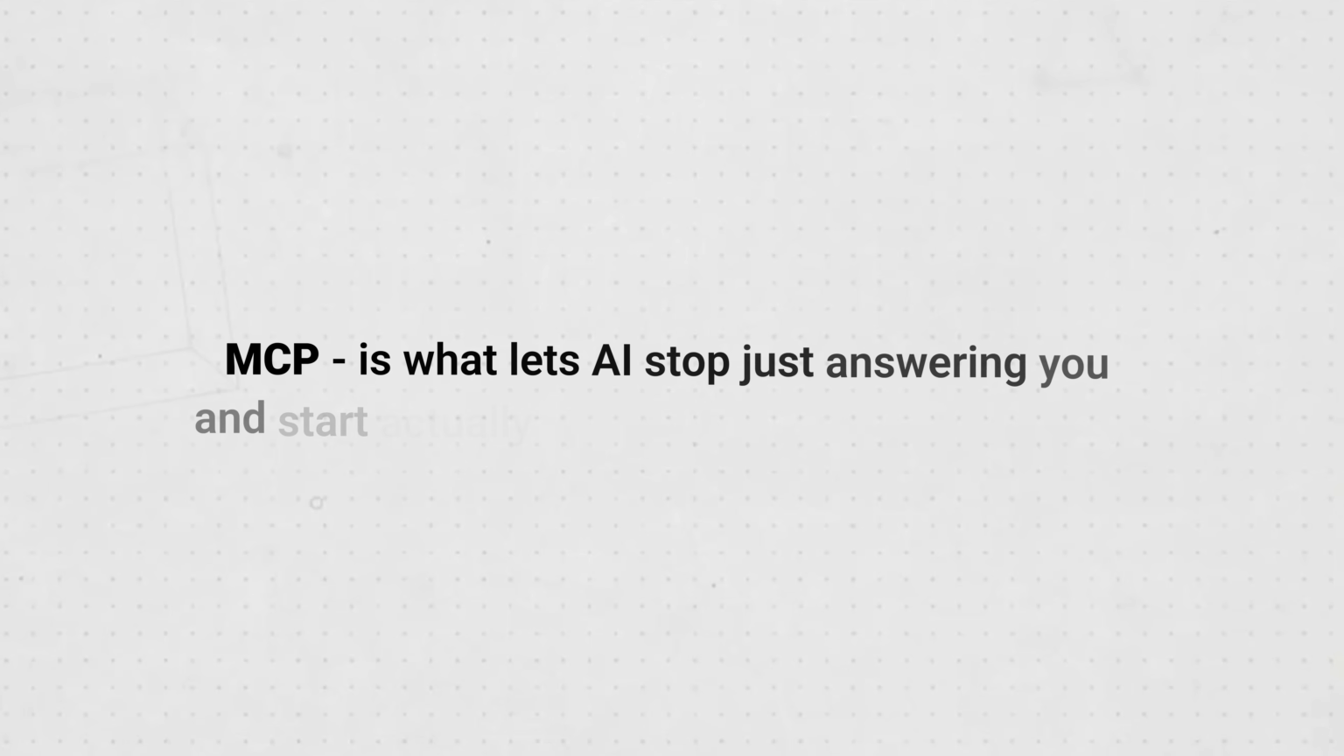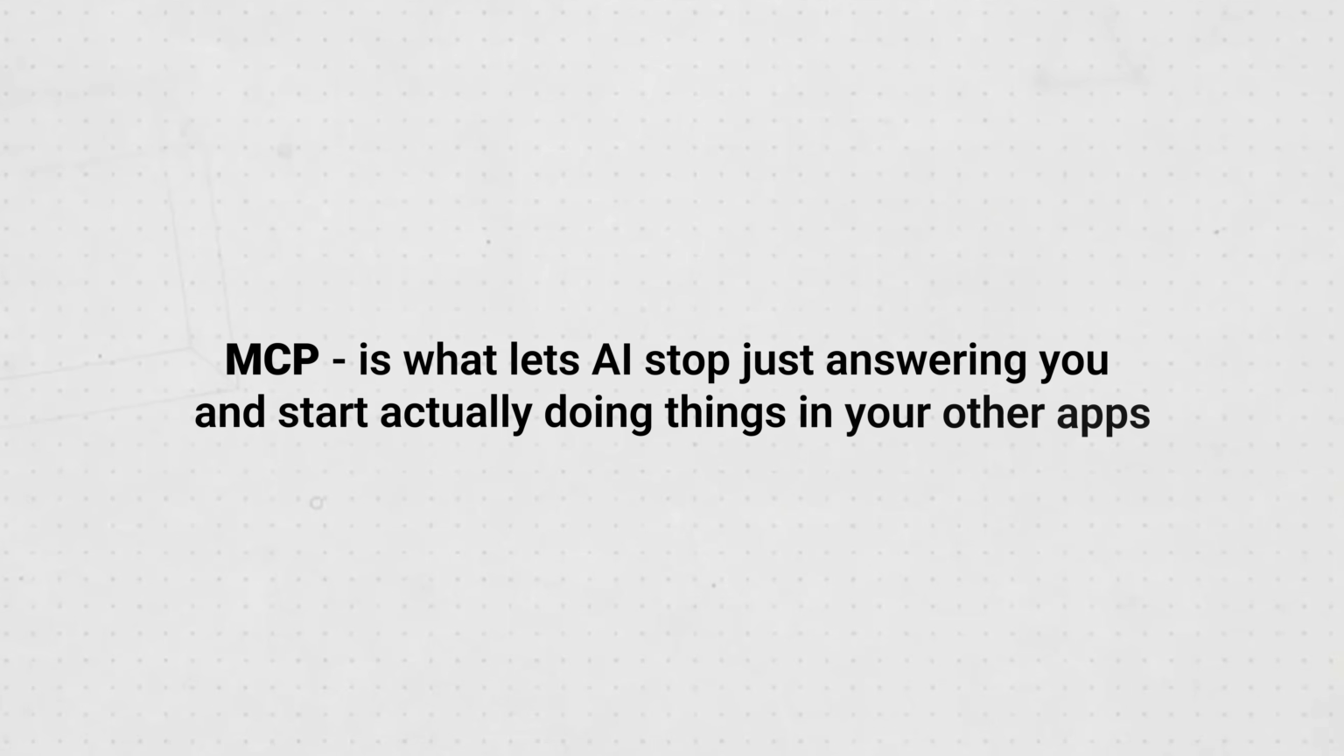So basically, MCP is what lets AI stop just answering you and start actually doing things in your other apps. That's it. That's the whole idea. And everything else is just details on top of that. But so why now? Why is this the thing everyone won't shut up about all of a sudden? A couple reasons, and they actually matter.